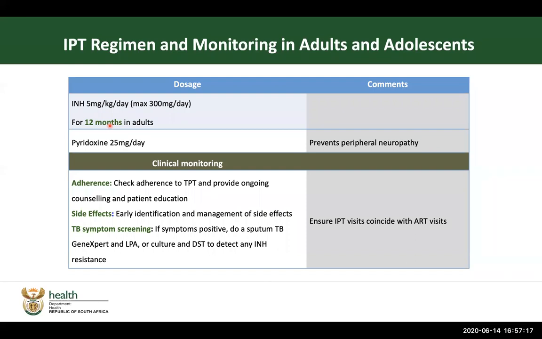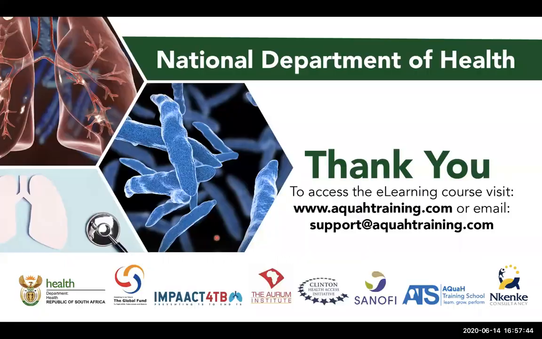Ensure that patients taking isoniazid are also given pyridoxine, 25 milligrams per day to prevent peripheral neuropathy. Ensure that adherence and counseling is given. We monitor side effects, and there's regular TB symptom screening, and ensure that those who are symptomatic are investigated and those who are asymptomatic can then continue to take their prophylaxis.